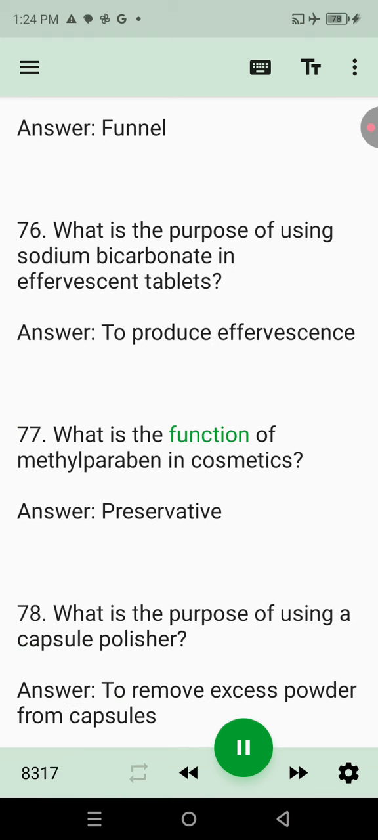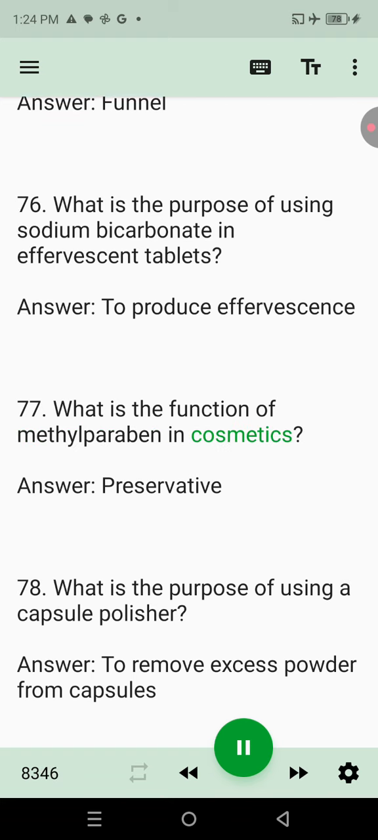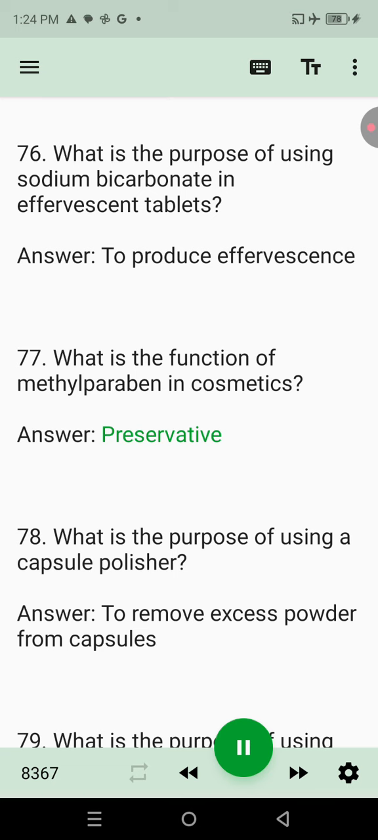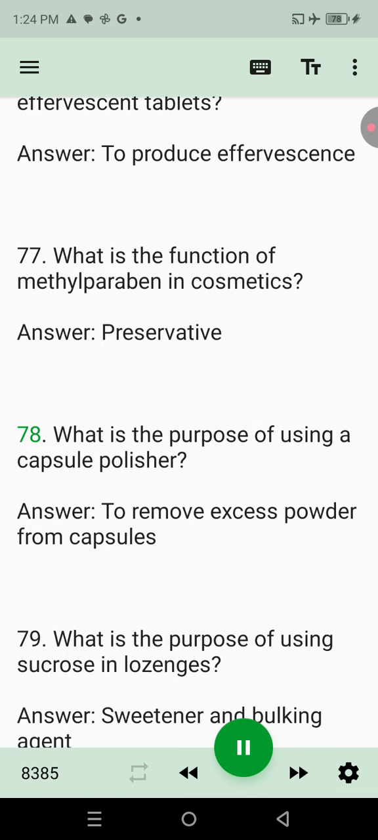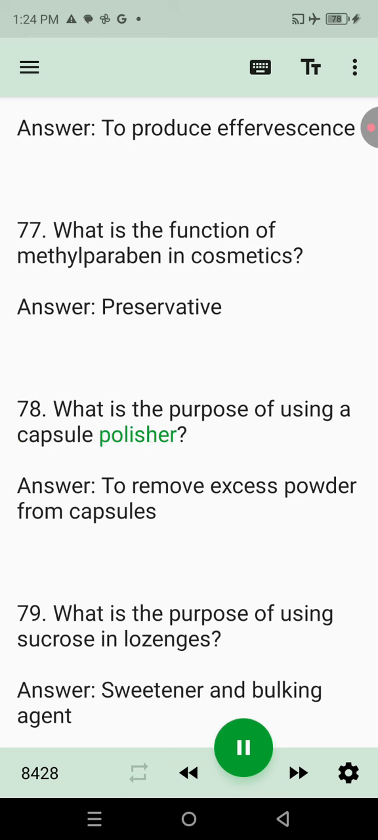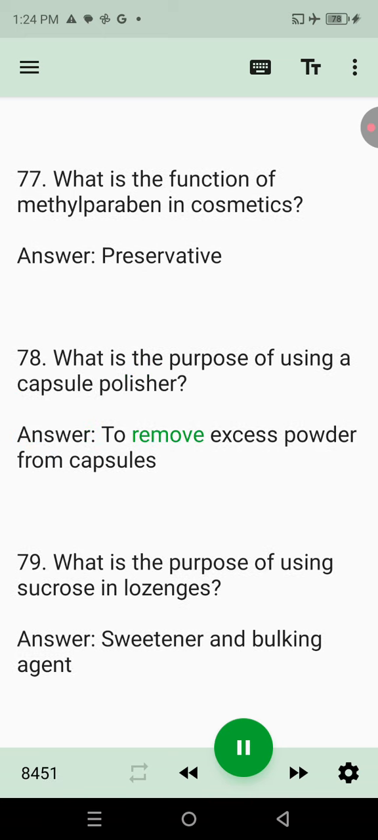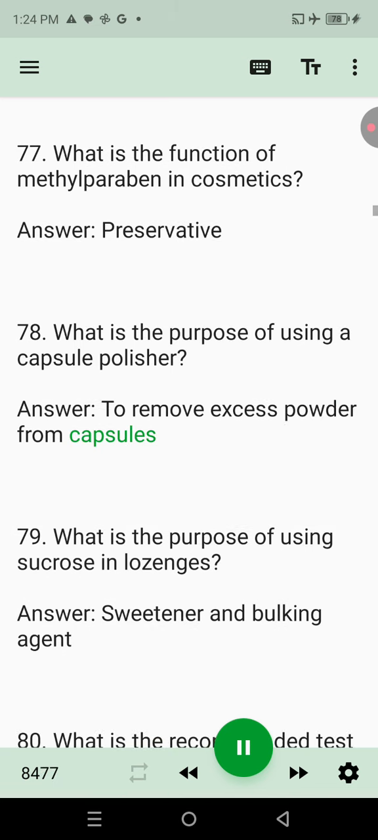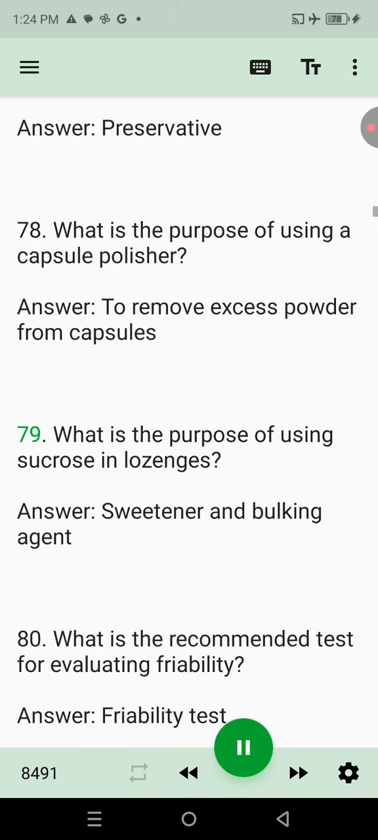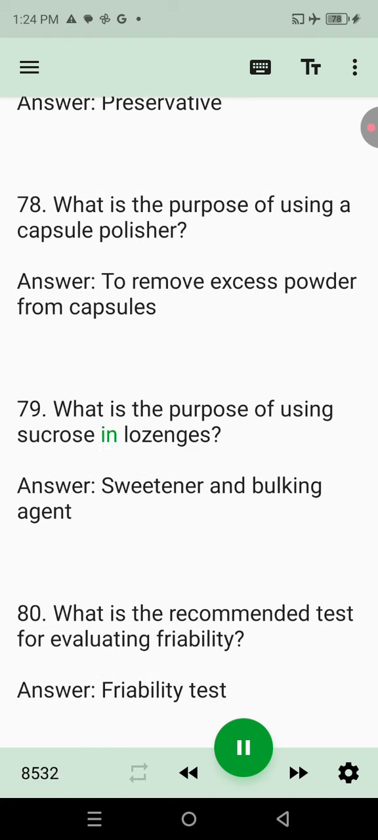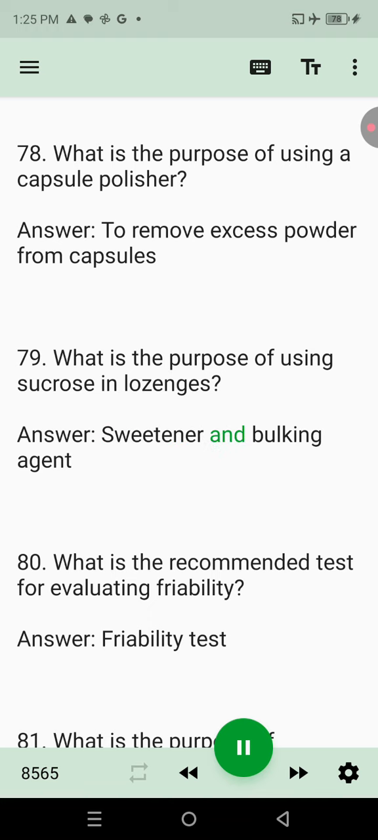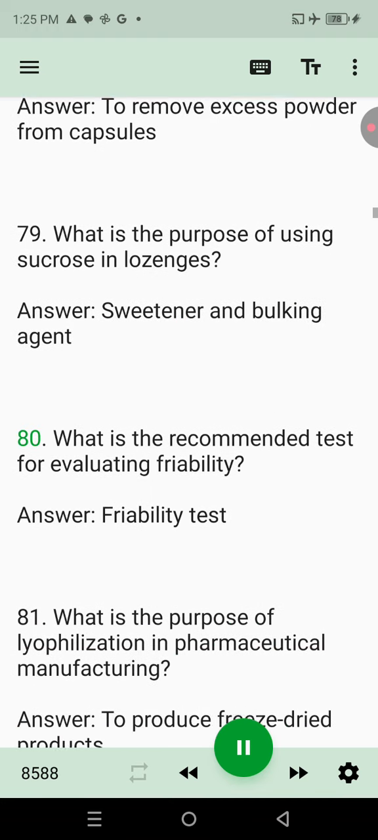77. What is the function of methylparaben in cosmetics? Answer: preservative. 78. What is the purpose of using a capsule polisher? Answer: to remove excess powder from capsules. 79. What is the purpose of using sucrose in lozenges? Answer. Sweetener and bulking agent.